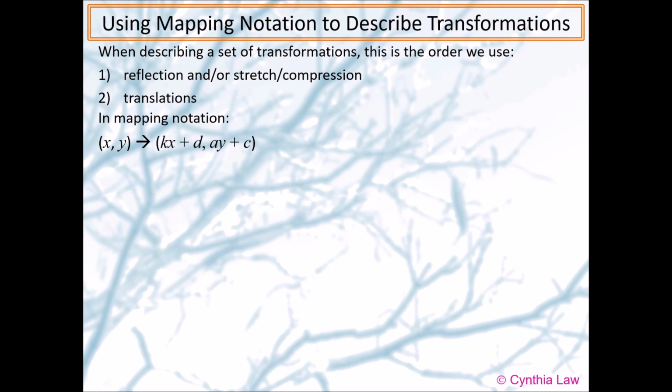So according to that math, we need to multiply a number to x before we can add other numbers to it. Similarly, we need to multiply a to y first before we can add c. So the reflection or stretch or compression must be done first before we can do the translations. So it's part of the math language. K represents horizontal reflection or stretch or compression.